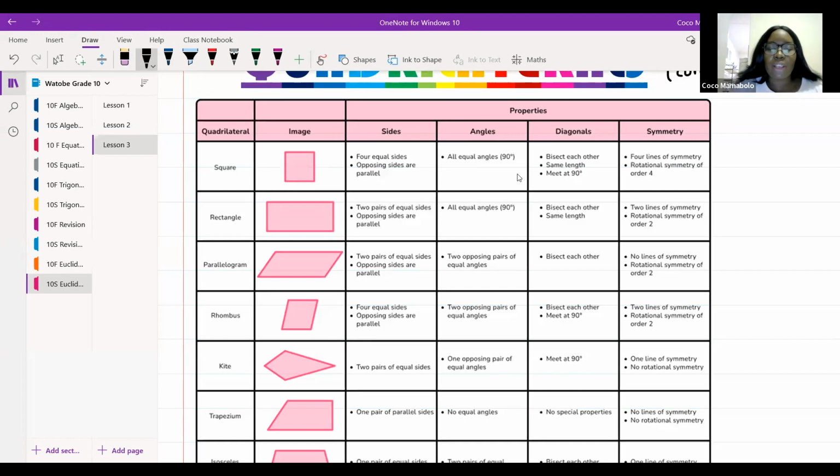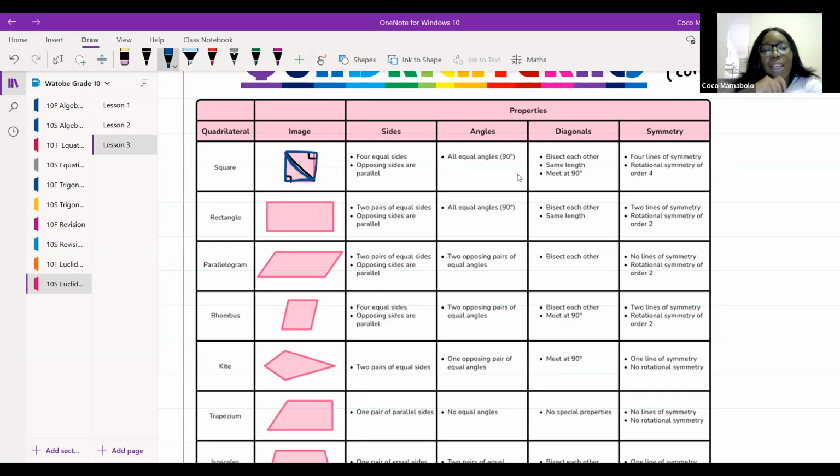if I draw a diagonal from here to there, and then I know that my angles over here, all the angles on the corners are 90 degrees. What do I notice, guys? What do I notice about this triangle and that one? What do we notice about those two triangles?